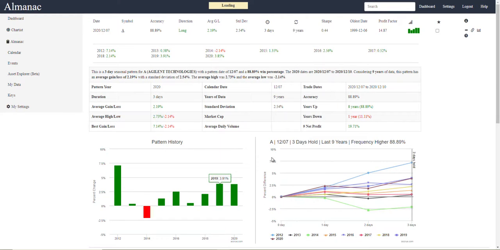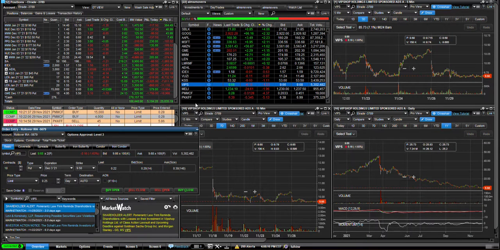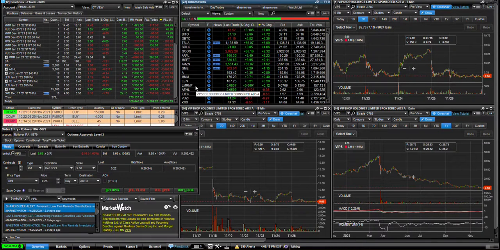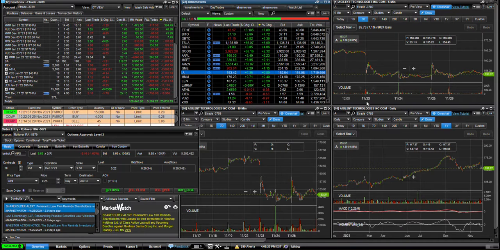So this is Allegiant. Allegiant seems to have a decent winning ratio as well. It's only a 3 day hold, and only 1 year it did not work out, with a downturn of 2% out of the last 9 years. So let's do A. Let's search up A. There's A. That's a $153 stock. That seems more like it.